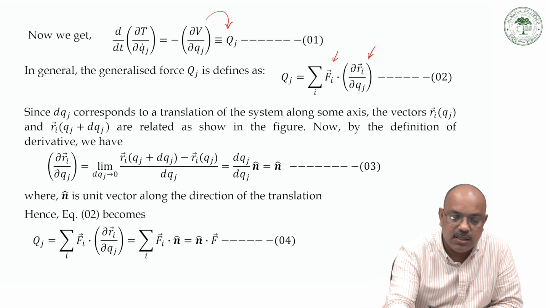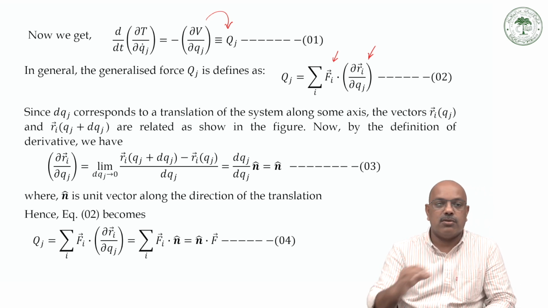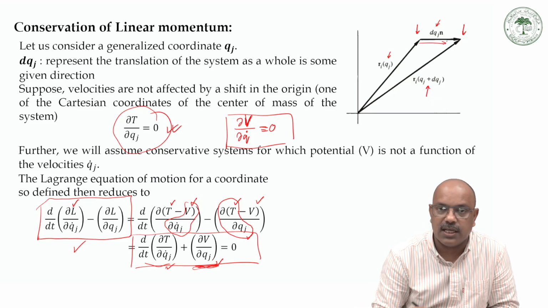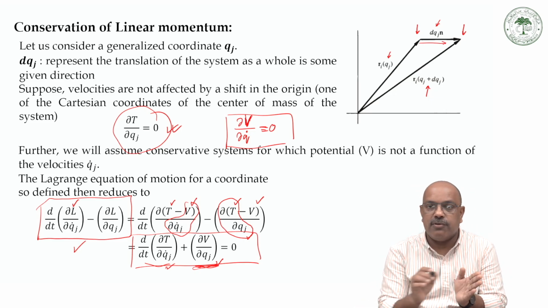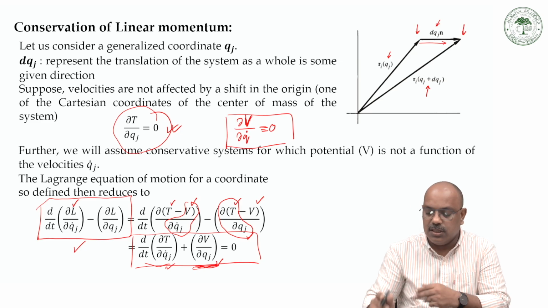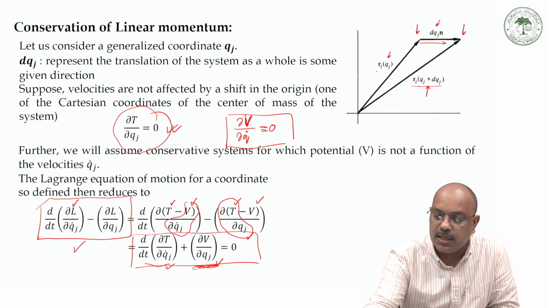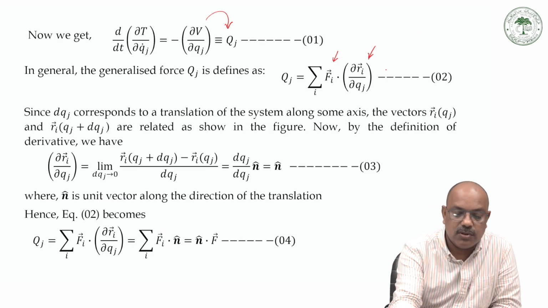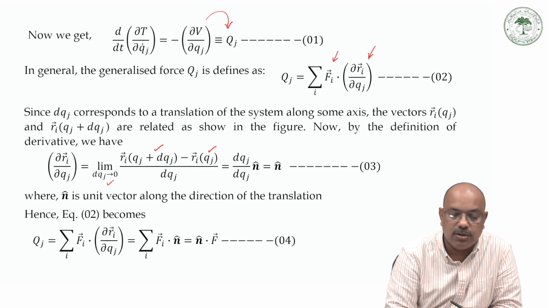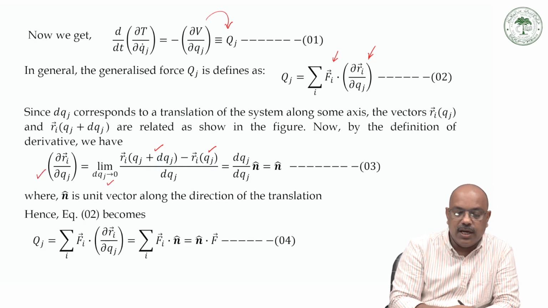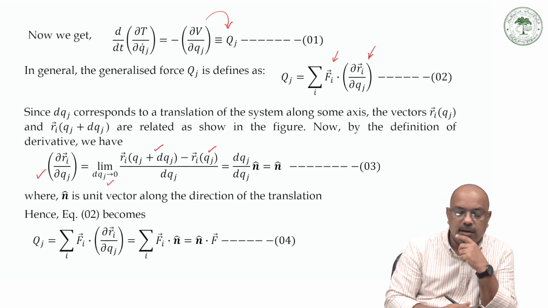And here the delta q_j, dq_j, corresponds to the translation of the system. dq_j is the translation of the system from here to here. If I am trying to find what dq_j is, I have to differentiate it from this: I am going from this position to this position and taking the limit going to 0. So delta r, partial differentiation at that q_j point, is how you define the translation in differential form.